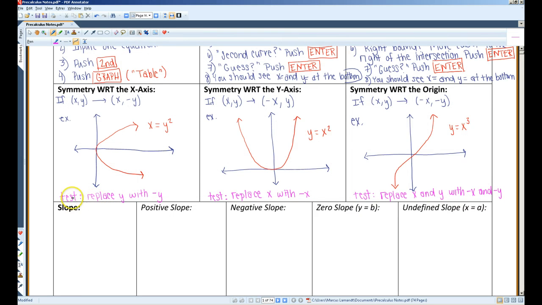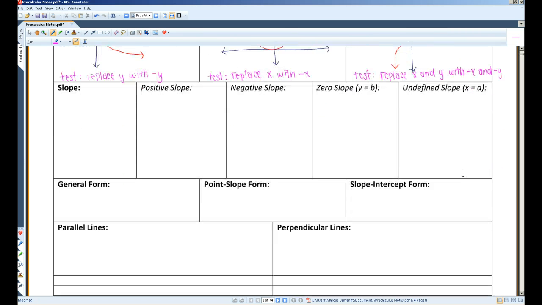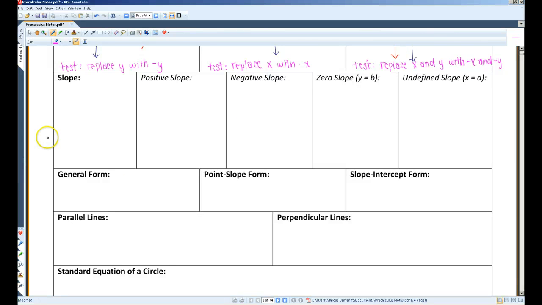Alright, I scrolled back up for just a sec because I decided I wanted to add something at the bottom here. To test the graph of an equation for symmetry with respect to the x-axis, y-axis, or the origin: if you want to see if it's symmetrical with respect to the x-axis, you replace y with negative y, and then see if you get an equivalent equation. With respect to the y-axis, you replace x with negative x. With respect to the origin, you replace x and y with negative x and negative y. And if after you do that, you end up with something that's equivalent to what you originally had, you know it's symmetrical. If not, you know it's not symmetrical.